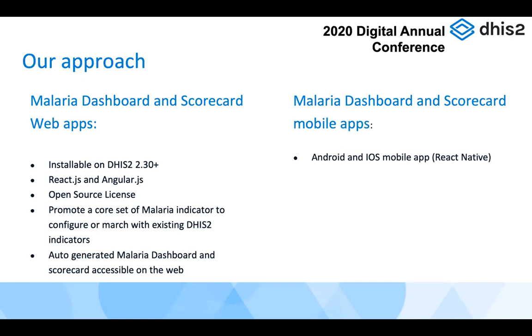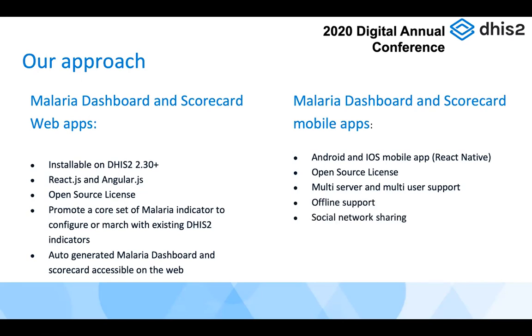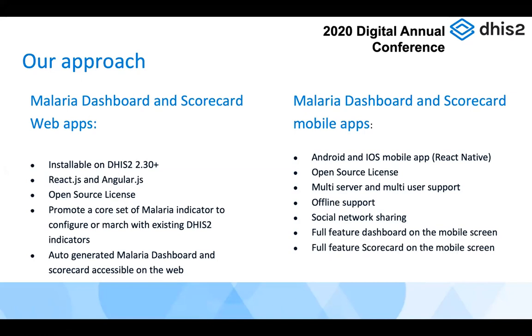For each of the apps, we created a counterpart app that can be installed on Android or iOS, also open source, and can manage multiple users or multiple servers, and support offline, and has the functionality of sharing the data using the social network features that you can find on the phone. You can install any app on your phone and share the data with that. It brings you a full set of dashboards and scorecards on mobile.